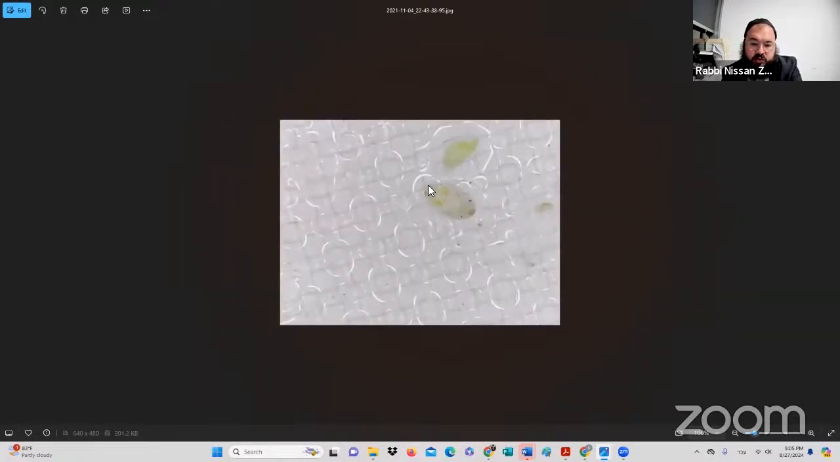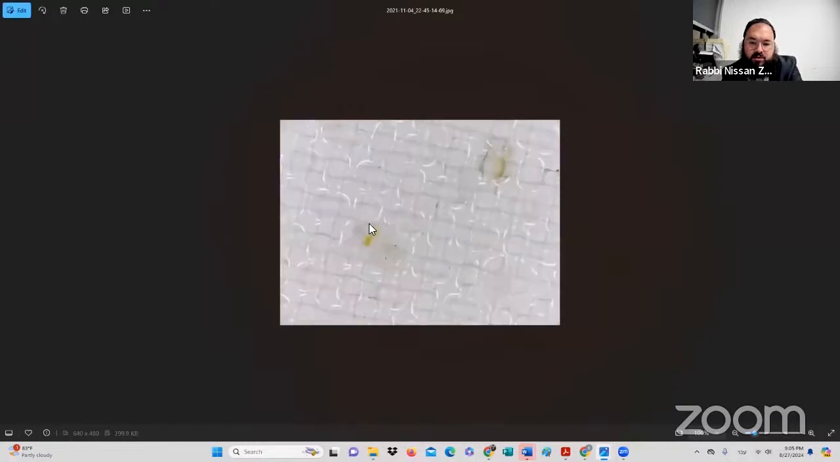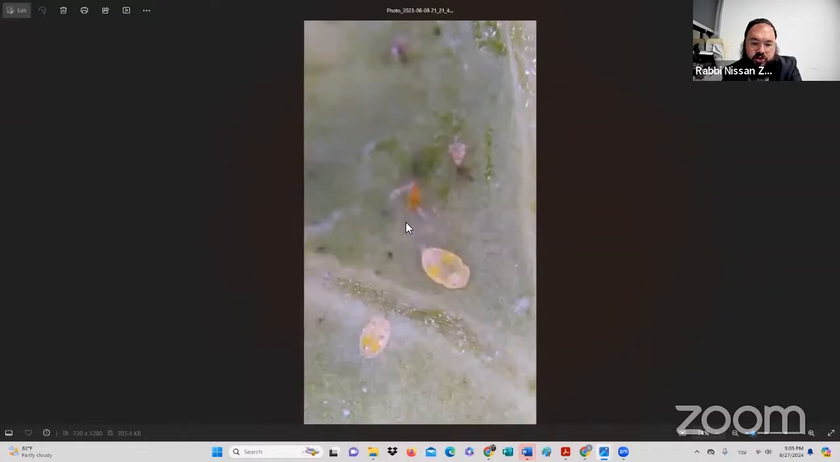Here it's almost translucent, but you can see it right here. The two eyes and the body shape are what's giving it away over here. Similarly here, you see two eyes and that body shape as well. Over here, this one's almost transparent, and we see the two eyes and the general body shape right there. Right here as well, two eyes and the general body shape.